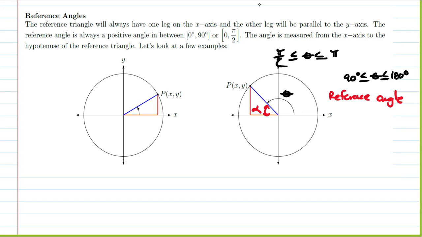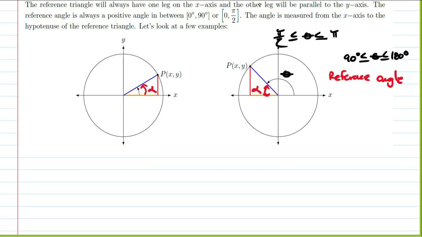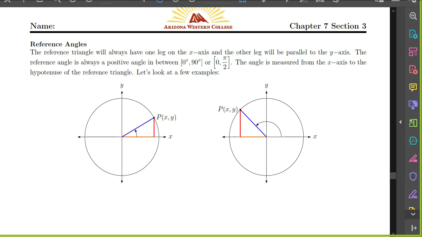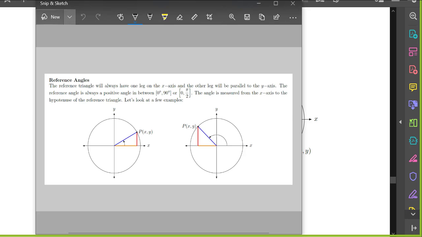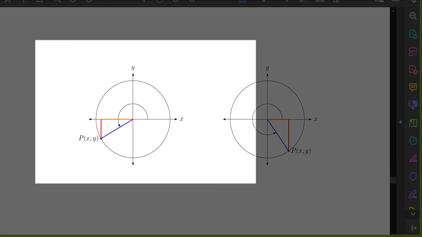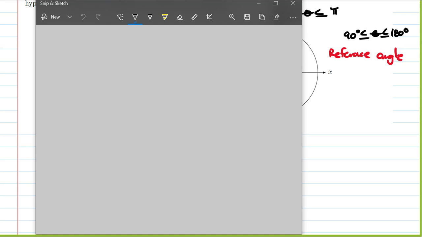So in quadrant 1, the reference angle is the same as theta. So in quadrant 1, theta and alpha are the same. Quadrant 2, they are supplementary. So now let's take a look at quadrants 3 and 4.